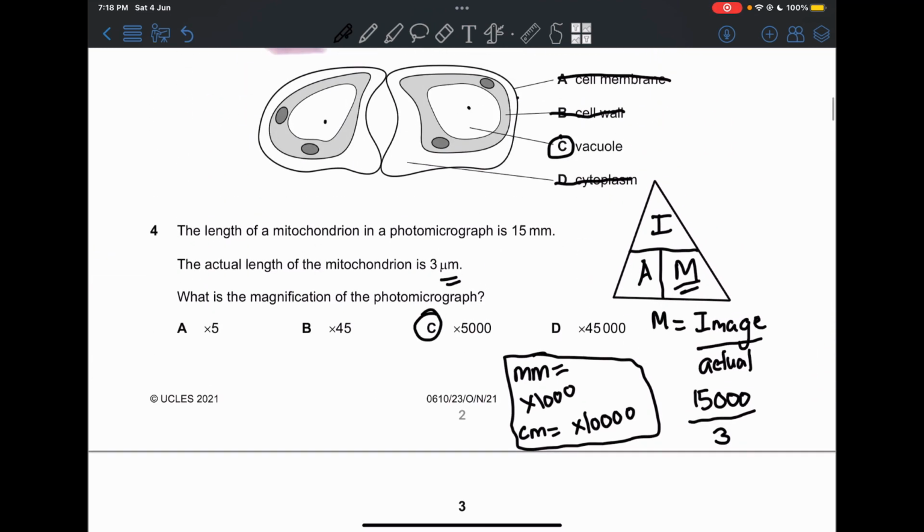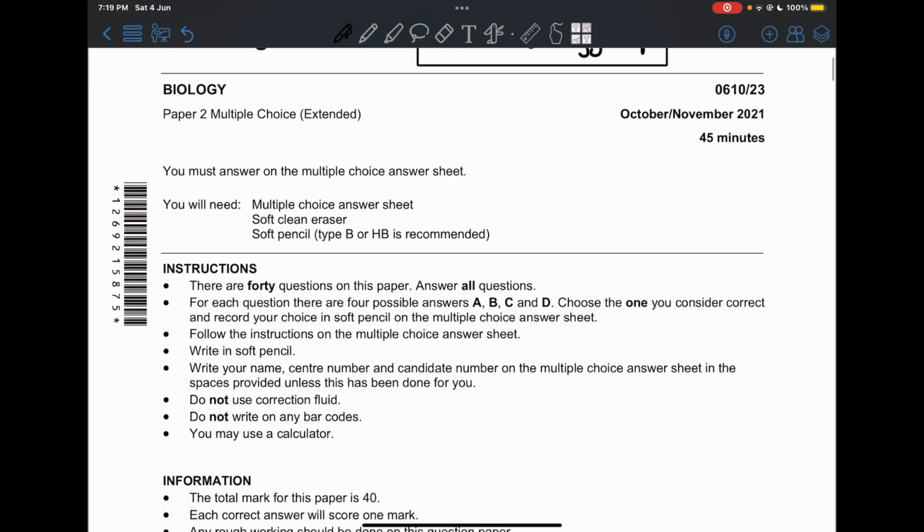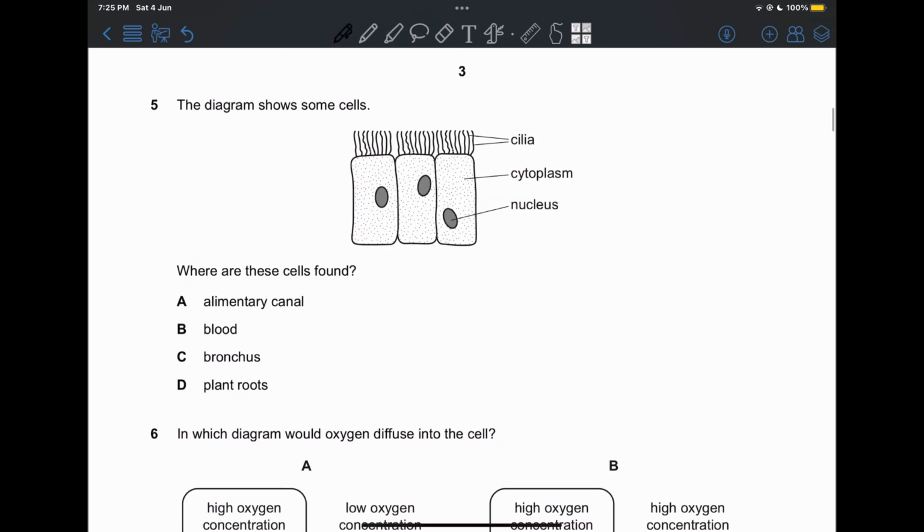Now, of course, guys, you have to get a calculator with you in the exam so you can calculate these questions. And of course, electronic calculators are allowed in this exam. So you have to get one. Over here, it says you may use a calculator. So make sure to get one in your exam.